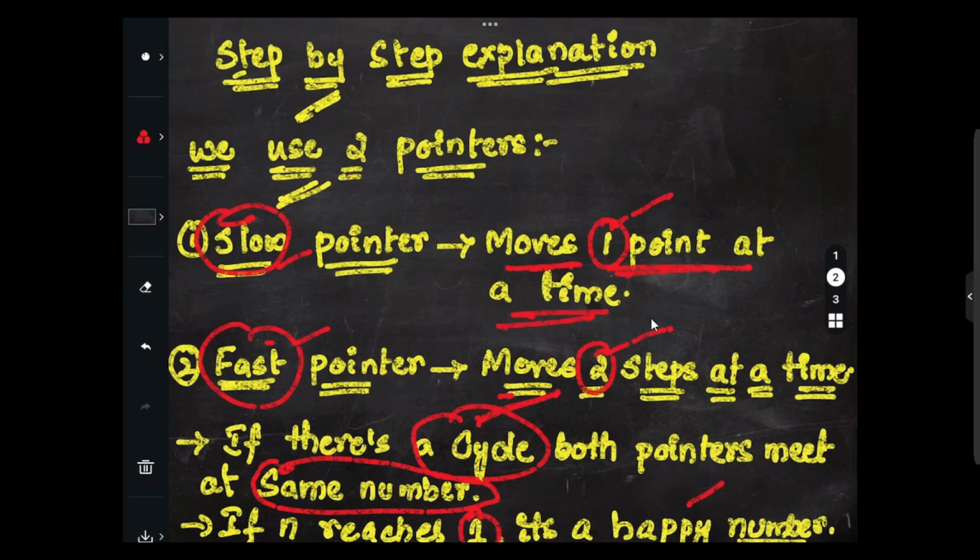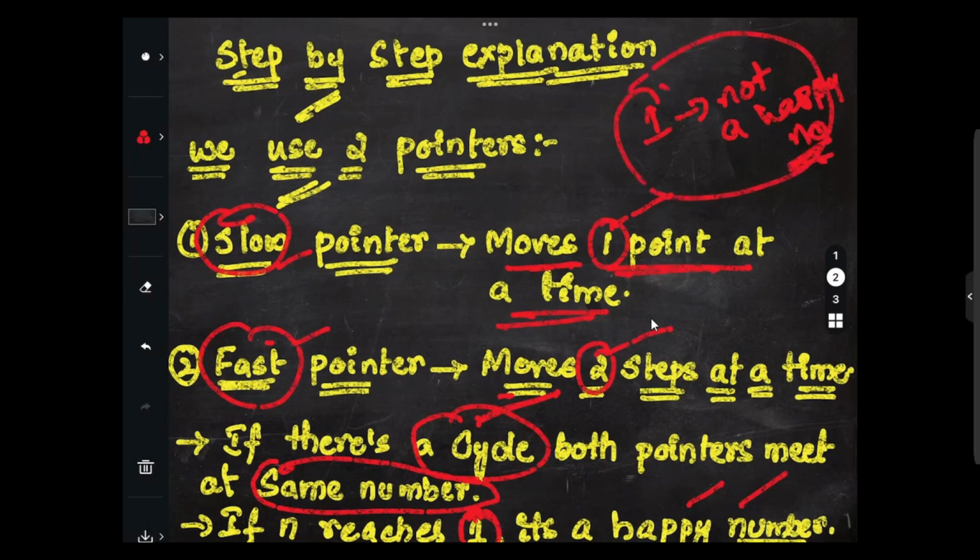If n reaches 1, then it's a happy number. We know this one, right? We discussed this while going through the first and second examples given in the question. If n doesn't reach 1, then it's not a happy number.